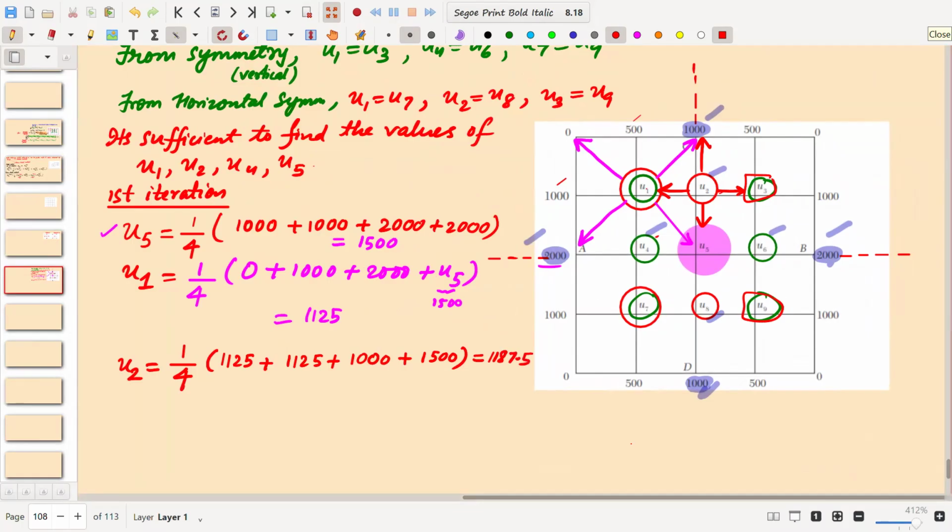Okay, 1188. Yeah, of course it won't be exact. Can you check again? What's the value?